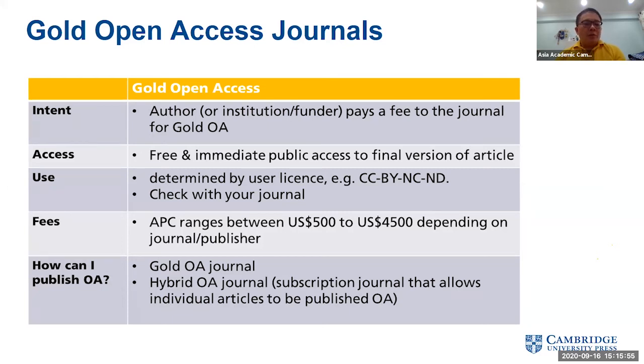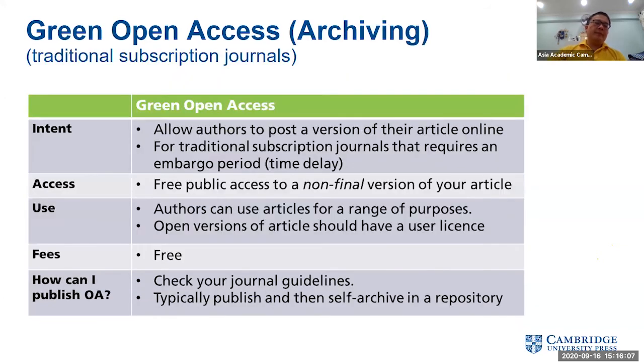And how to publish open access? You need to find a journal that's purely Gold open access, or you publish in an open access journal that's hybrid. That means it allows specific articles to be published open access, even though they are subscription journals.